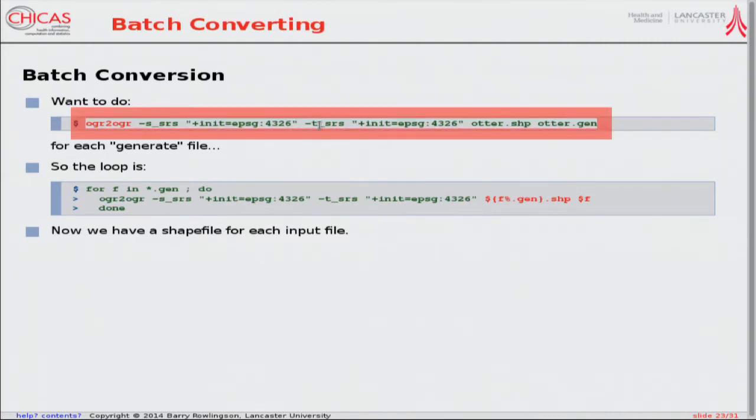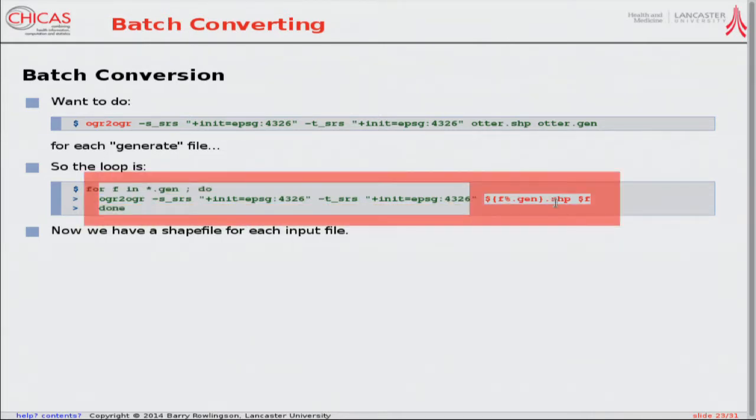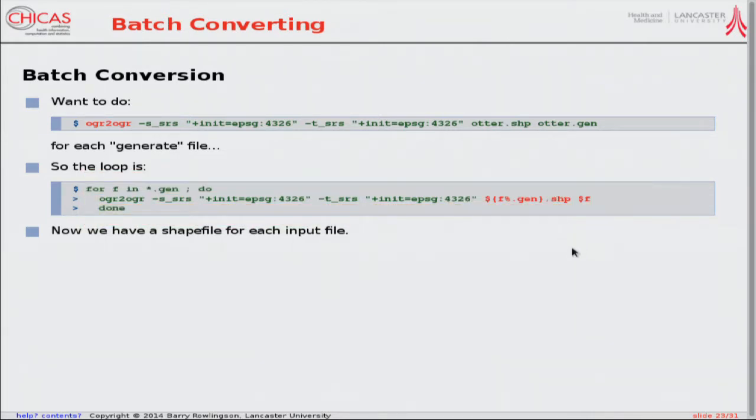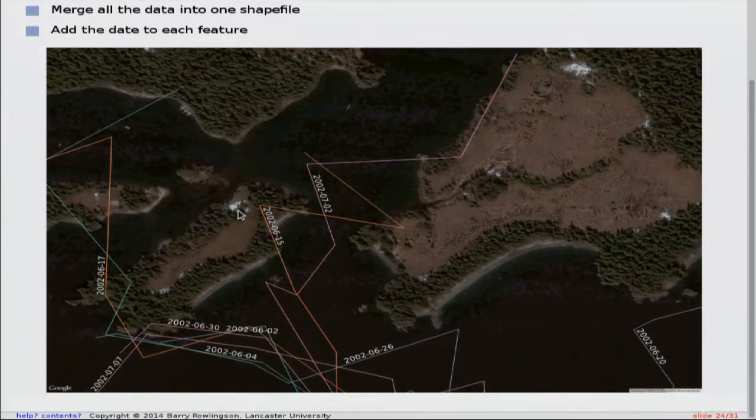So in order to be able to do that, we just write a loop like this, where we extract out the bits we want, run that loop, and then we'll have a shape file for each of our ungenerate files. And one of the things you can do with shell scripts is you can put these things in a file themselves and run them. You don't have to type them in every time. So now we've got 38 shape files, which we can load in.